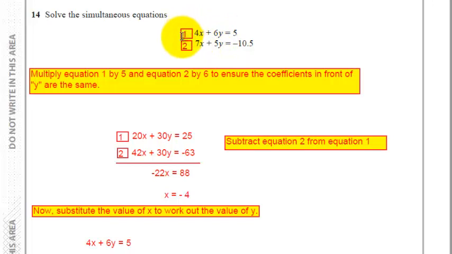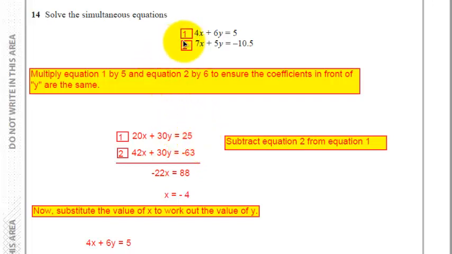So I've decided to multiply the first equation by 5. So instead of 4x + 6y = 5, I've got 20x + 30y = 25. And make sure you multiply the number after the equal sign as well. That's a common mistake that people forget to do.